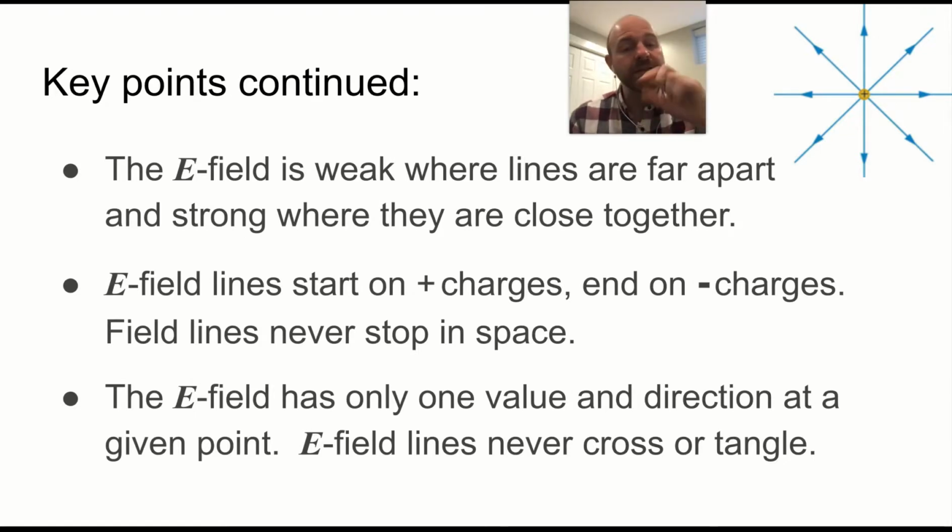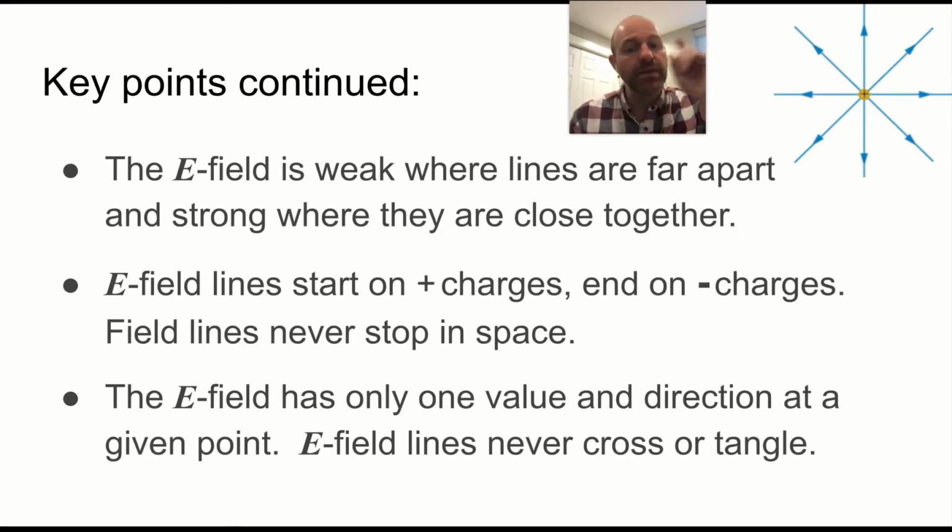The electric field lines always start on a positive charge and they end on negative charges, or way out in infinity if you only have one charge like this. The field lines never really stop in space. So that's why you see these continuous arrow lines showing that they go on to infinity. The diagram just stopped because we ran out of space.